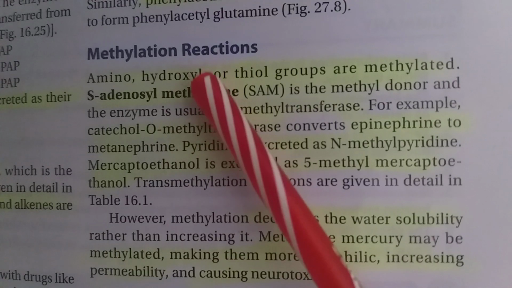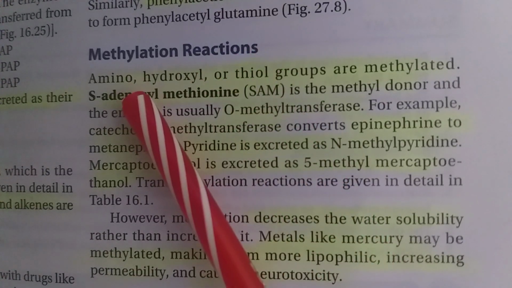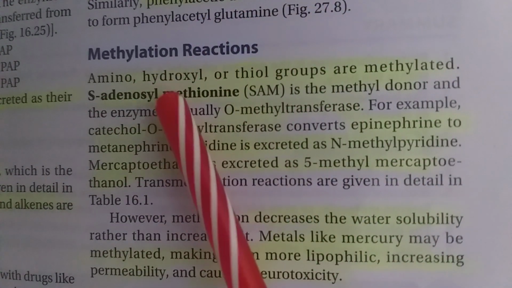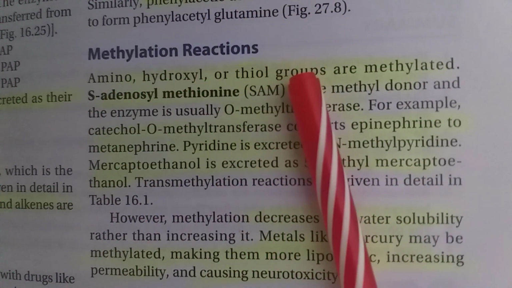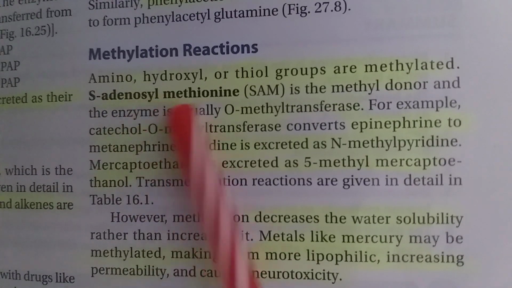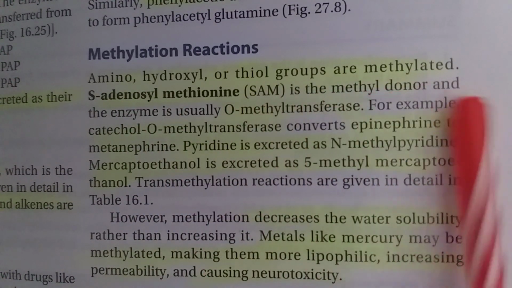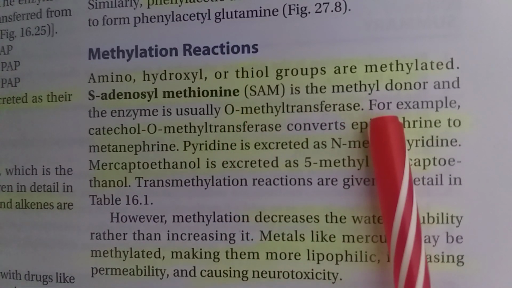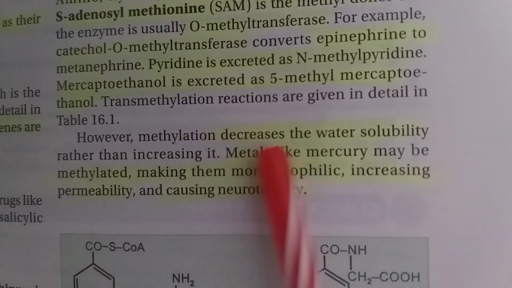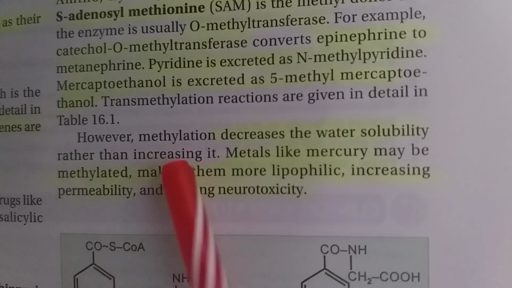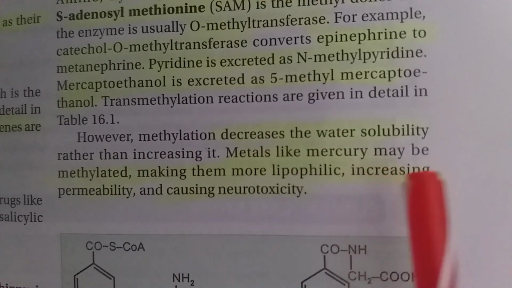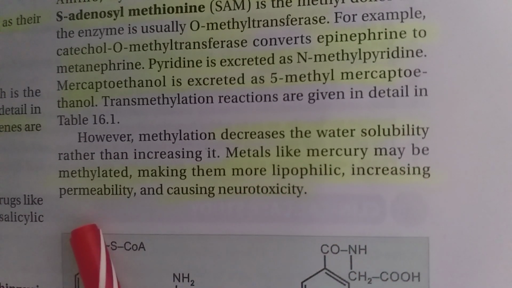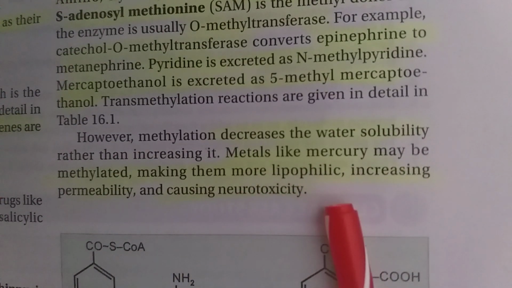Now the next one is the methylation reaction. The amino, hydroxyl or thiol groups are methylated, and this is a phase 2 reaction for these groups. Now S-adenosyl methionine (SAM) is the methyl donor, and the enzyme is usually an O-methyl transferase. Methylation decreases the water solubility rather than increasing it. So metals like mercury may be methylated, making them more lipophilic, increasing permeability and causing neurotoxicity.